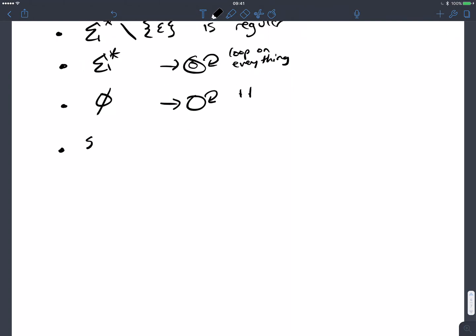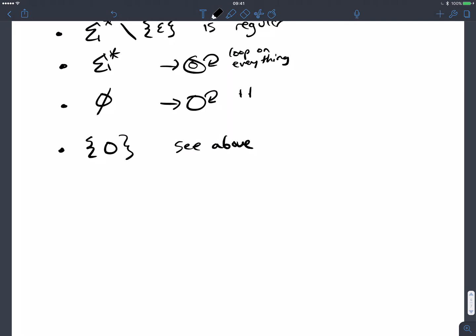What about the set containing just the element 0? Just that single string. Yeah, that's also regular. How do you know? We already made an example for it. So see above. So that's also regular.